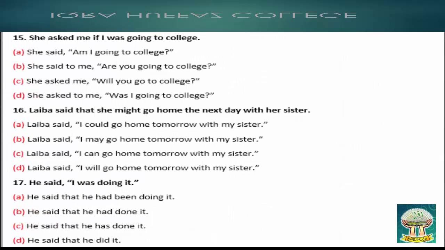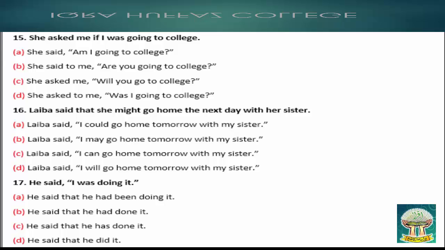Sentence number 15. She asked me if I was going to college. This sentence is also in indirect narration and you have to choose the correct direct narration for the sentence out of these four options before you. Sentence number 16. Laiba said that she might go home the next day with her sister. Options are given before you and this sentence is also in indirect narration and you have to choose the correct direct narration for this sentence.